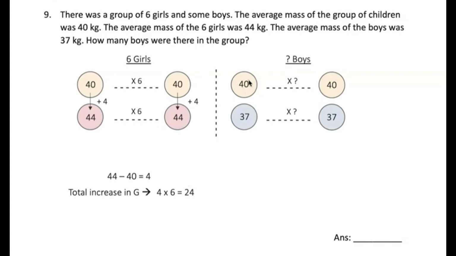Now we look at the boys here. Every boy is decreased by how many kilograms? Decreased by 40 minus 37, which is 3 kilograms. Because I was saying earlier, this increase of 24 kilograms on the left side comes from the right side. So the right side must decrease by 24 as well. Each boy decreased by 3. If I use 24 divided by 3, I get the number of boys.